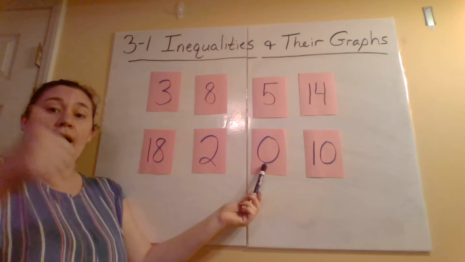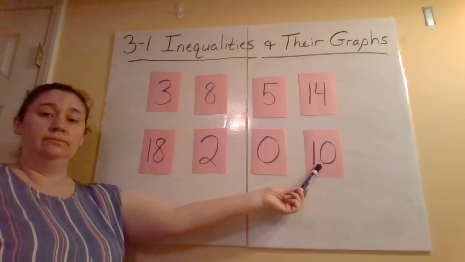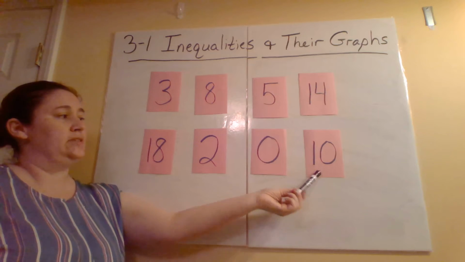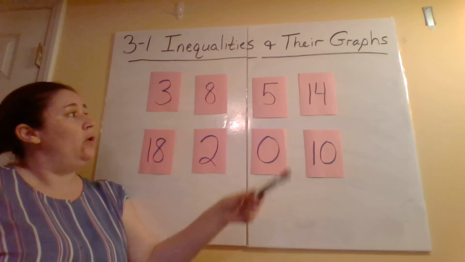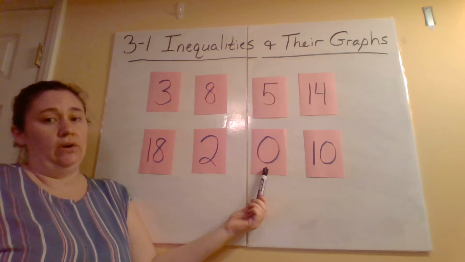0. Yes, we got one. 0 is less than 2. 10? No. We don't want to include 10. It's not less than 2. So the only number up here that is less than 2 is 0.